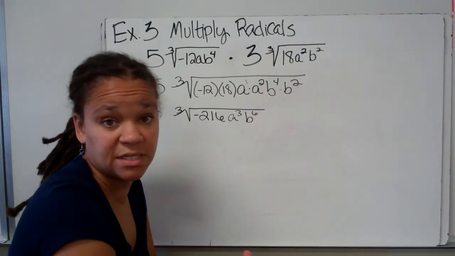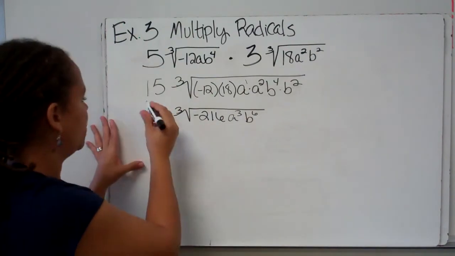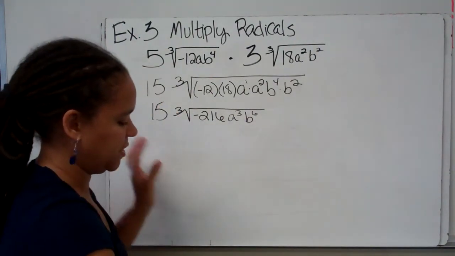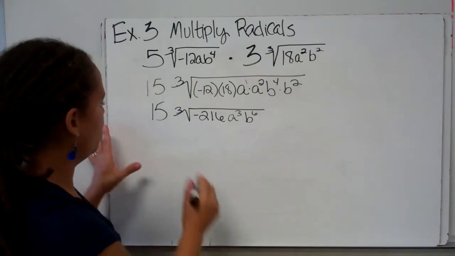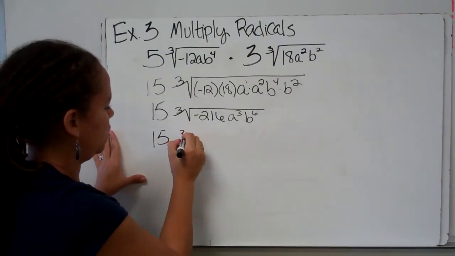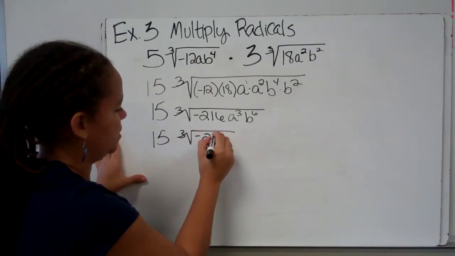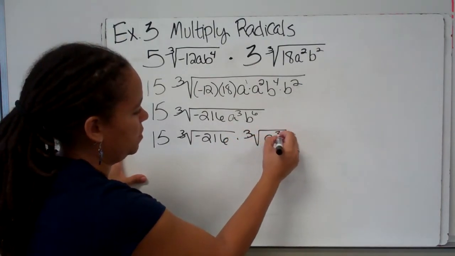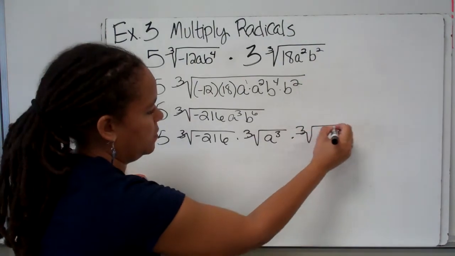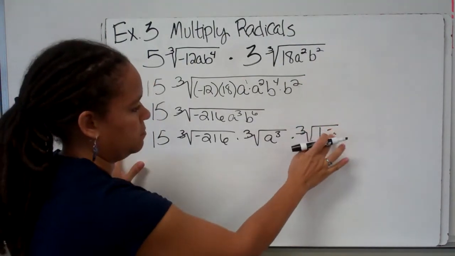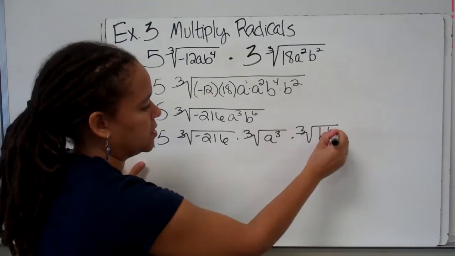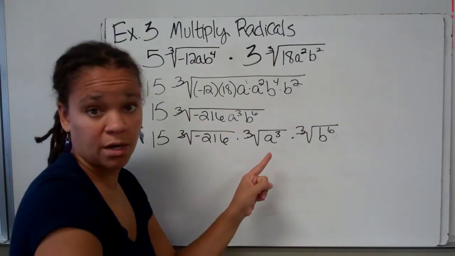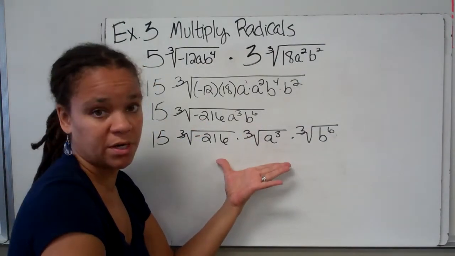So now let's break it down and take the cube roots of each one of these. Oh, and don't forget, times 15. So 15 times the cube root of negative 216 times the cube root of a cubed times the cube root of b to the 6th. I just broke down each one under the radical, just what the property tells us.